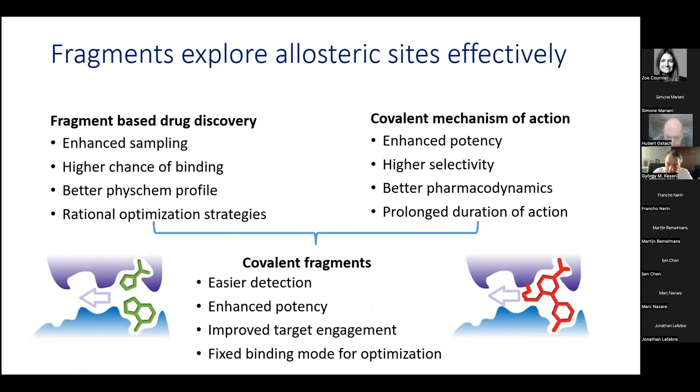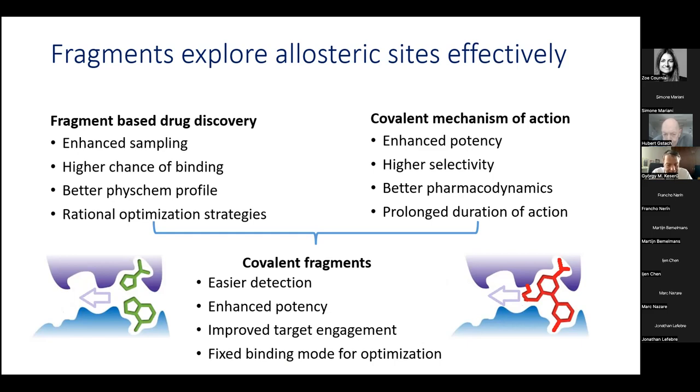We have also another important approach we are using, which is fragment-based drug discovery. Typically we start from small molecule fragments, because combining the benefits of fragment-based drug discovery and covalent mechanism of action would make the identification of viable chemical starting points for developing covalent allosteric modulators easier.